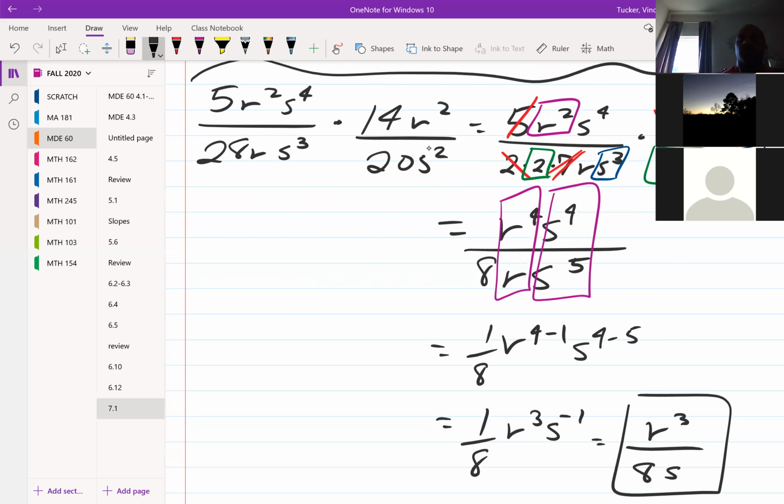I got a question. You just can't subtract the exponents when they're in the first form? You could. I had a lot going on, so I was trying to compartmentalize the 5R to the second, S to the fourth, then you got the 28R and S to the third.